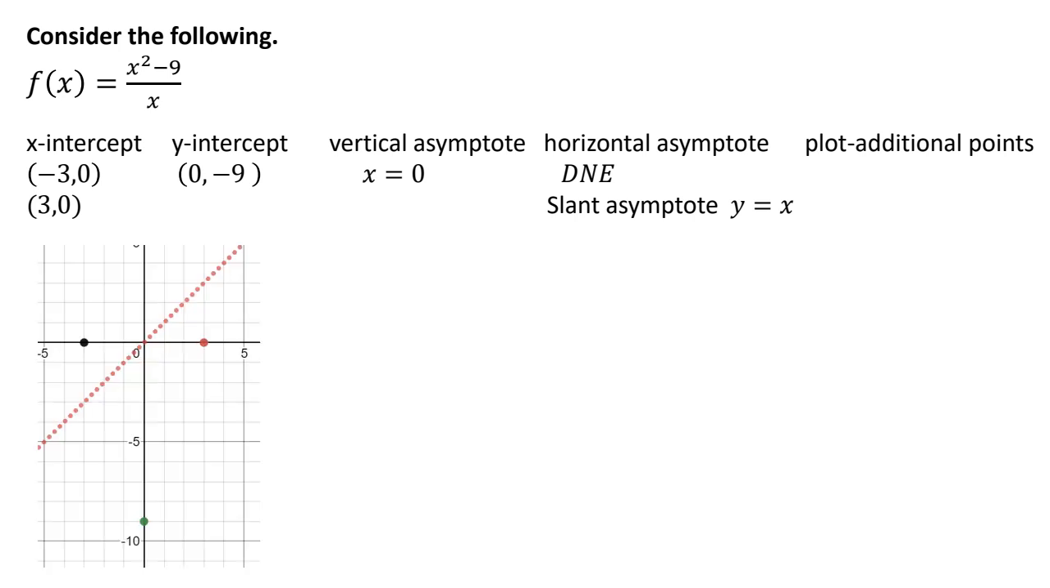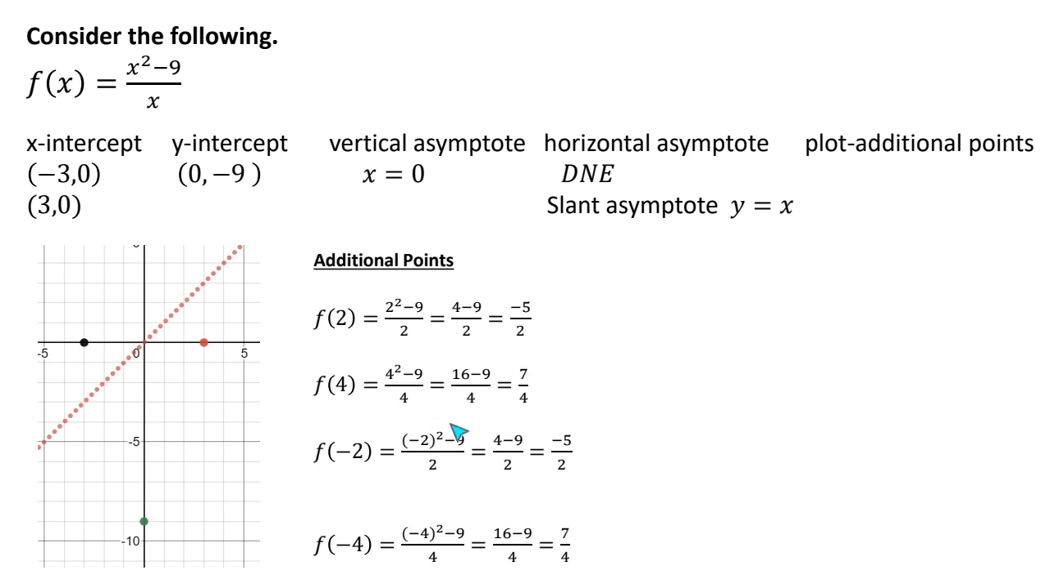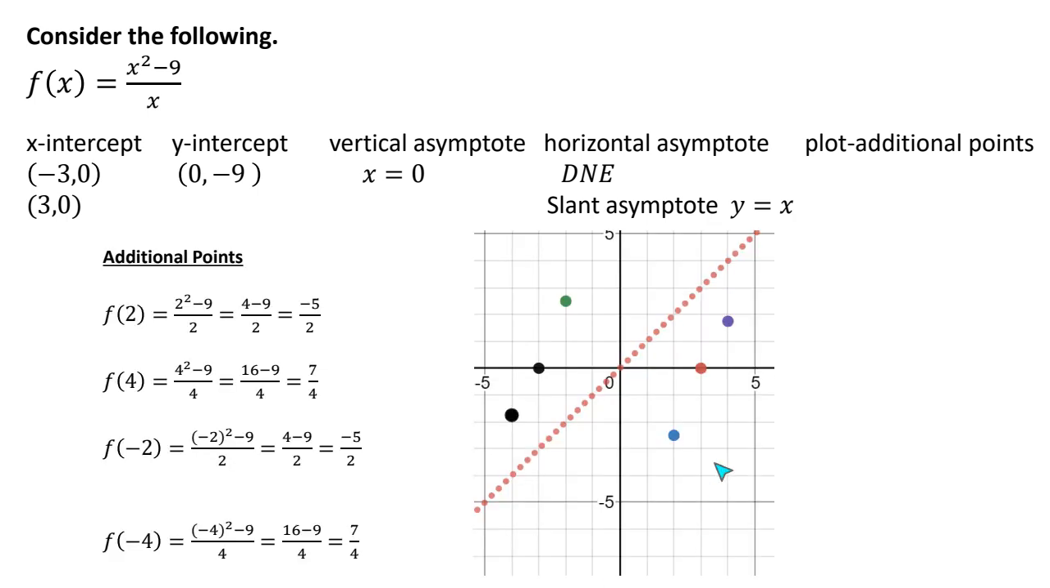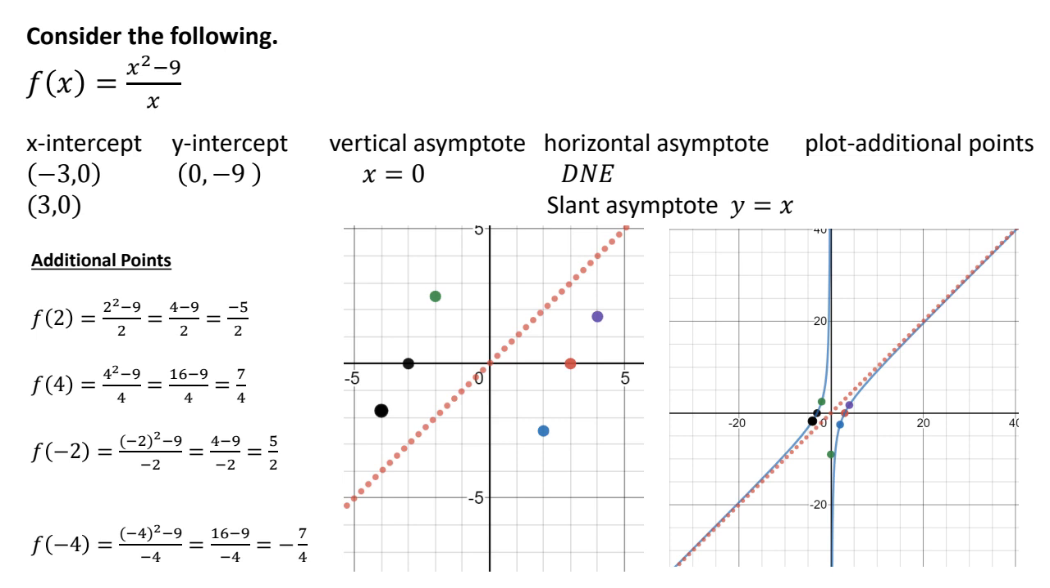Okay, so this is all the information we have. So here's my slant asymptote, and my x-intercept and my y-intercept is down here. So I have two x-intercepts. Pick some additional points. So I chose 2, I get negative 5 halves. If I use 4, I get 7 fourths. Negative 2 gives me negative 5 halves, and negative 4 gives me 7 fourths. So if I plot these and connect the dots, then my graph will look something like this.